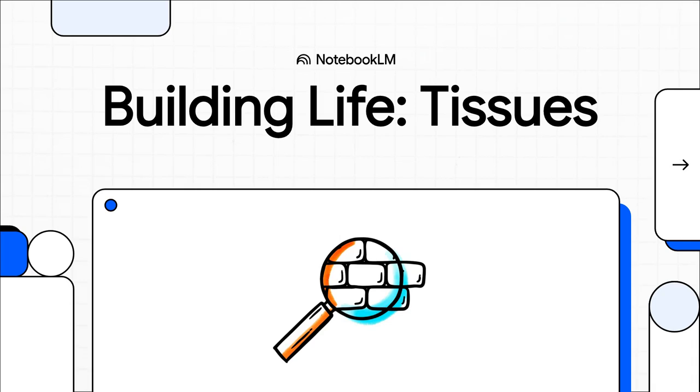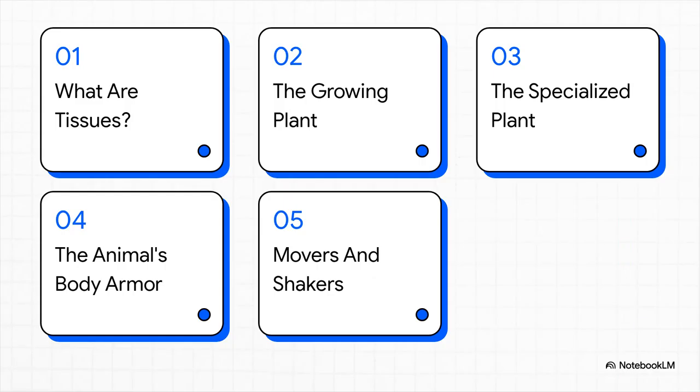What do you have in common with a giant redwood tree? Well, a lot more than you'd think. Today, we're diving deep into the fundamental building blocks that connect all complex life: tissues. So here's the game plan. We'll kick things off by figuring out what tissues even are. Then we'll check out the two main strategies for life, plants versus animals, and see exactly how they're put together.